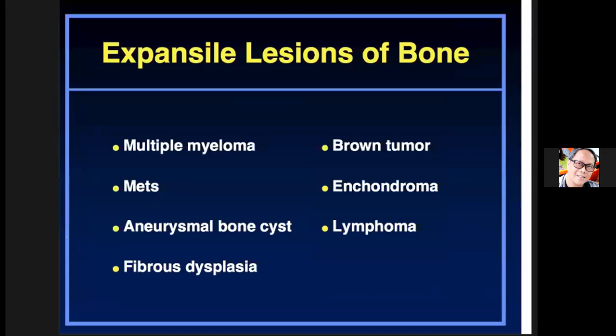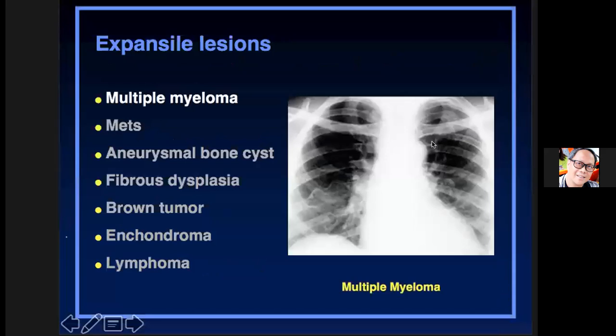Some other tumors are expansile, meaning there's a ballooning effect. So multiple myeloma, metastatic lesions, aneurysmal bone cyst, fibrous dysplasia, brown tumor, which you see with hyperparathyroidism, and chondroma. You usually see chondroma in the phalanges, in the fingers, and also with lymphoma. So can you tell me where the expansile lesion is in this radiograph? Can you see any expansile change or ballooning? Anyone? Look at the radiograph.